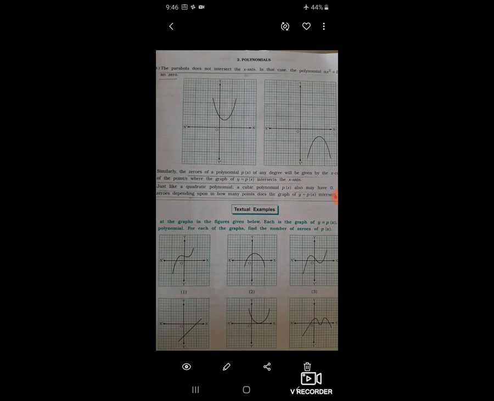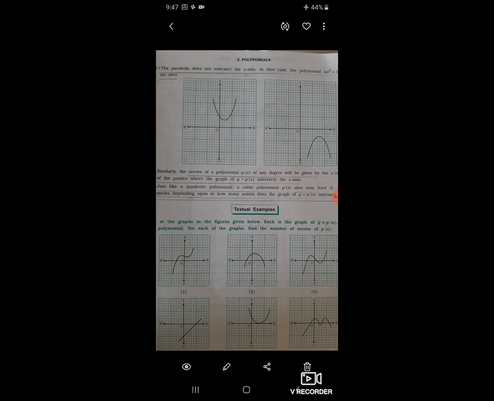Now, see the page in your textbook, from the textual example. Example number 1. First, read carefully and then see the different types of graphs. The question is: look at the graphs in the figure given below. Each is the graph of y = p(x), where p(x) is a polynomial. For each of the graphs, find the number of zeros of p(x).